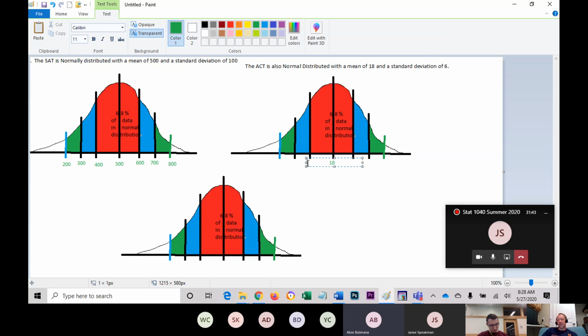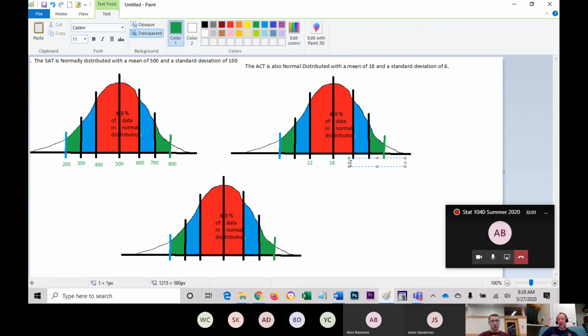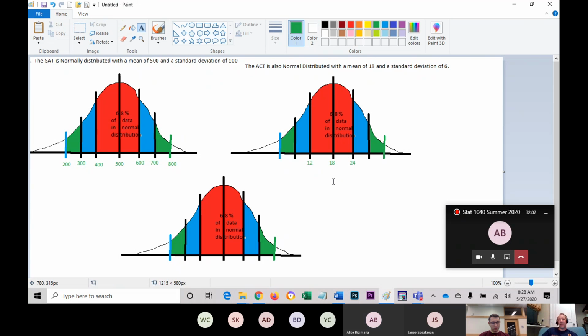On the third line? Yes. What's 18 minus 6? 12. 12, very good. And what's 18 plus 6? 24. 24. So according to the 68, 95, 99 rule, 68% of the students scored between a 12 and a 24 on the ACT exam. Does that make sense?